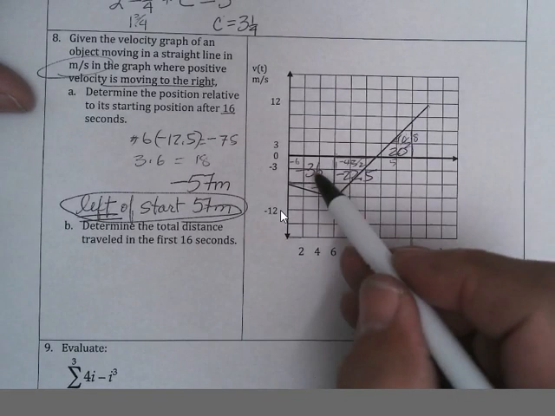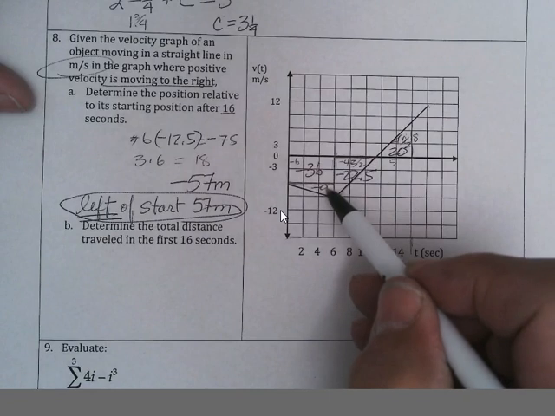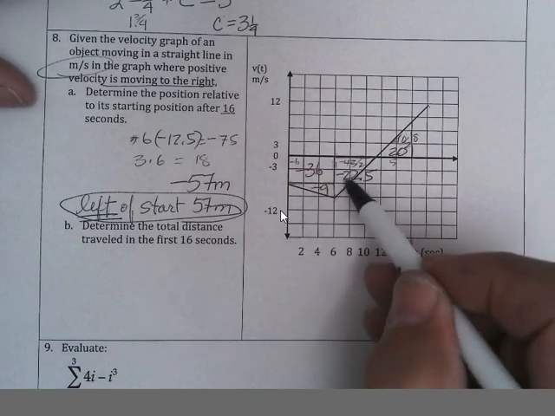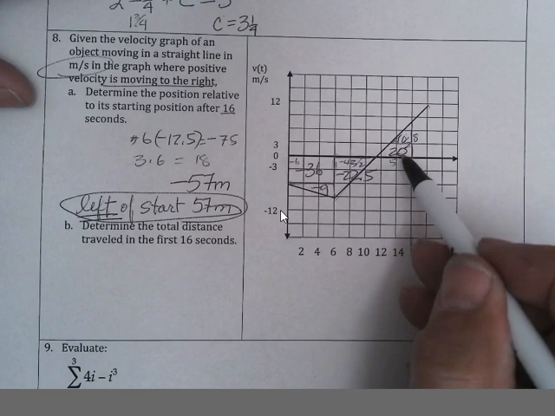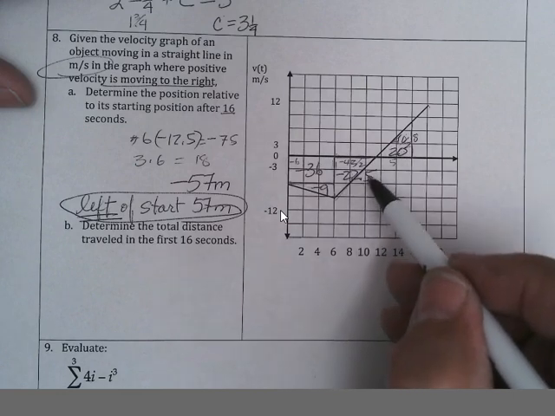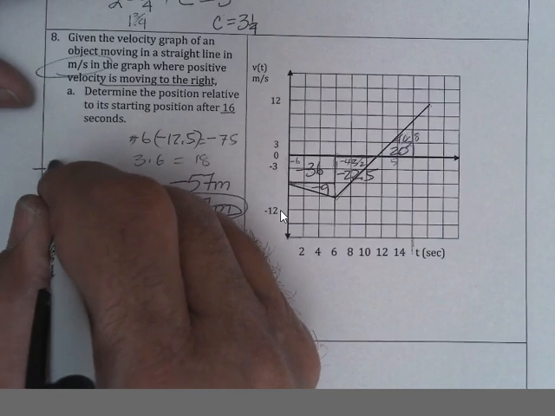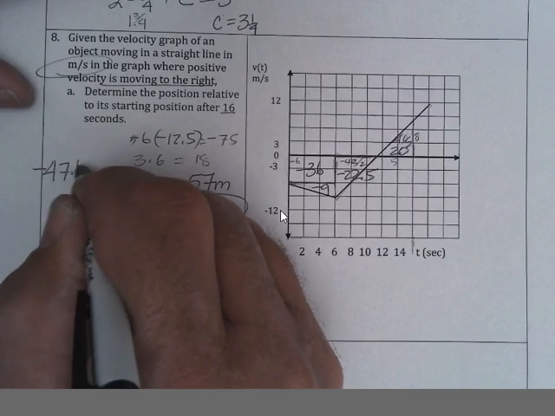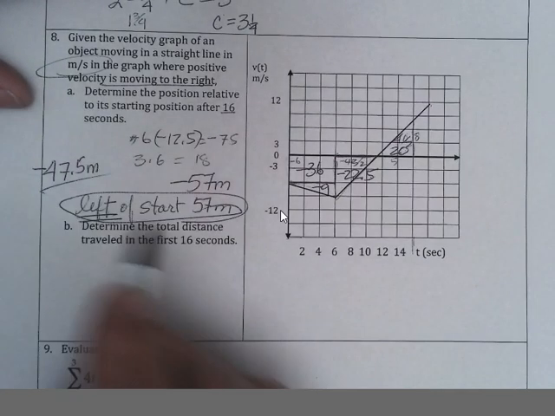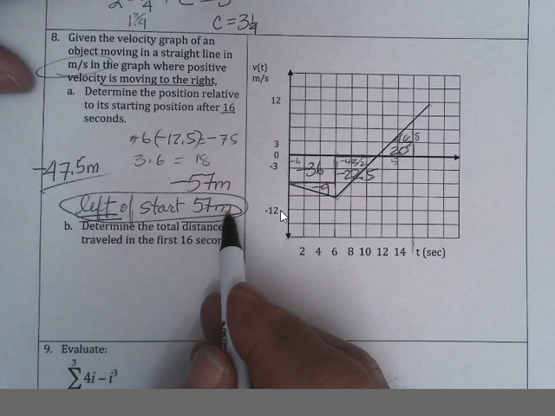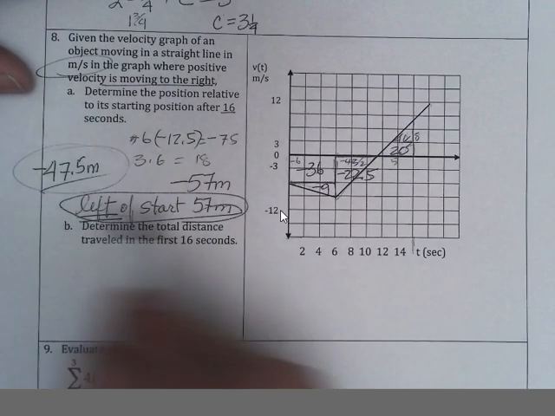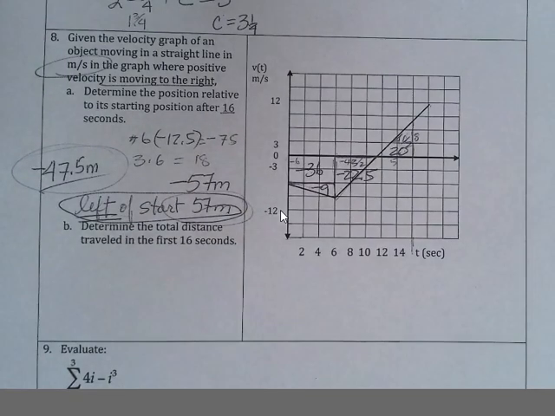Doing that, we get 45, 57.5, 67.5, minus 20 is 47.5. So then we'd say to the left 47.5. And so I'm allowing a range of answers here, somewhere in that range.